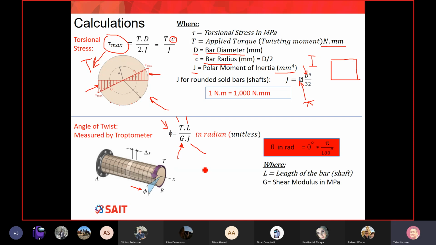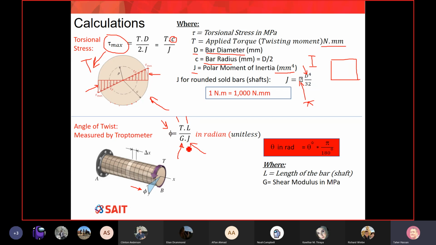Before I leave this part and go to the next slide, I want everyone to be clear. J has no business with the material. J is not connected to the material; it is connected to the shape and size of the specimen. G is connected to the material. If you're testing steel or cast iron, this number will change. Obviously, if we have a more rigid material, we get less twist angle. So the relationship is an inverse relationship. Hopefully this equation makes sense to you.